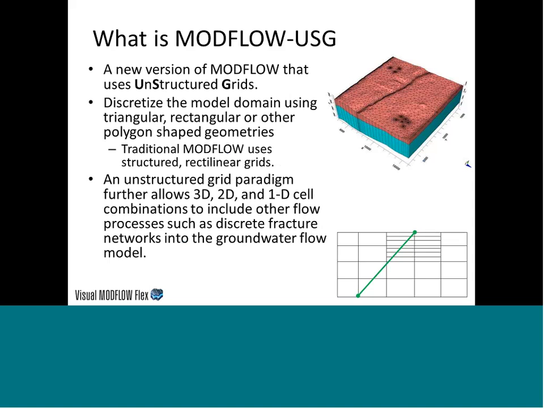As I mentioned, MODFLOW-USG stands for UnStructured Grids. An unstructured grid is essentially any type of grid geometry that can be used for discretizing the model domain. So this can be triangular, rectangular, or polygonal shaped geometries, and just keep in mind that the traditional version of MODFLOW uses structured or rectilinear grids. An unstructured grid paradigm further allows you to have 1D, 2D, or 3D line elements that allow you to simulate interflow processes such as discrete fracture networks within the groundwater flow model.